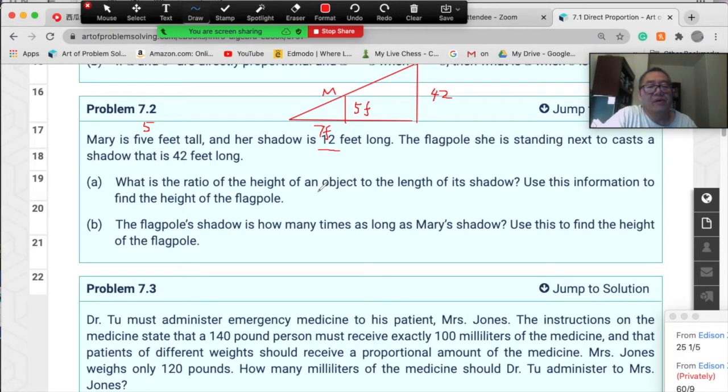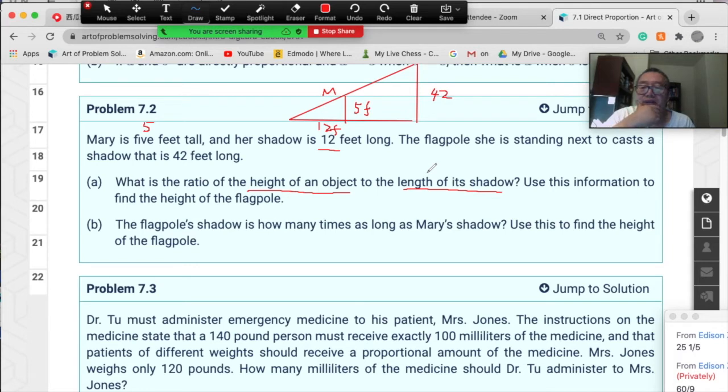Is the object Mary? Yes. I'm confused. I got disconnected. Yeah. See, the height of an object to the length of its shadow. So is it 5 feet to 12 feet? No, to wait, 7 feet. See, they give you the shadow is, oh, this is 12. Oh, I'm sorry, you're right. Give me a sec. This is the 12, it's not 7. Okay, I'm sorry, this one's 12. So that's 5 feet over 12. Yeah, you're right. That's the ratio.